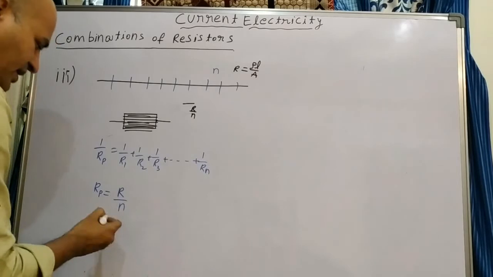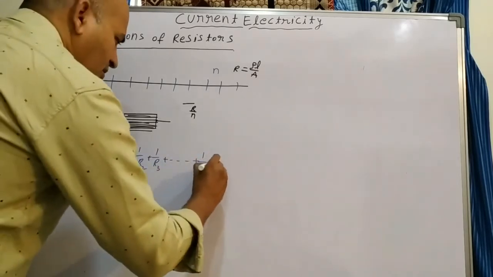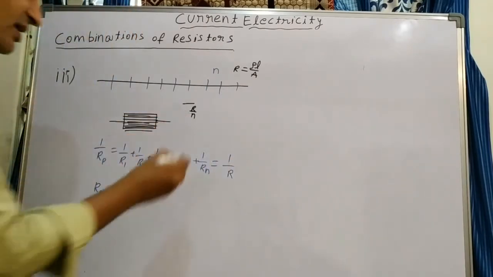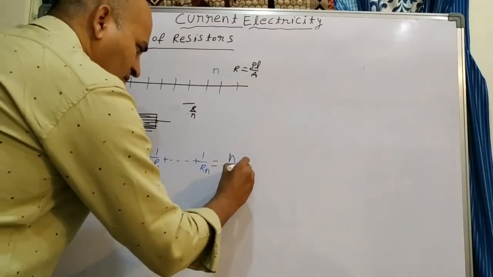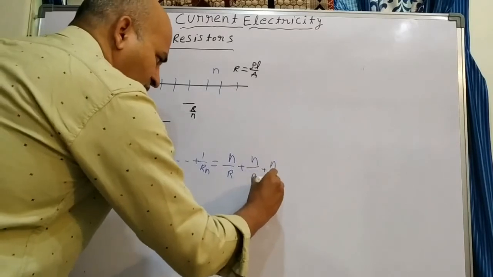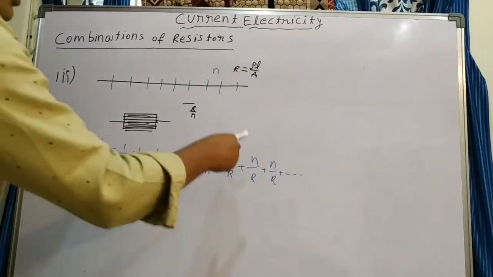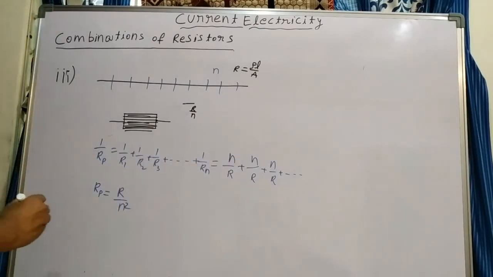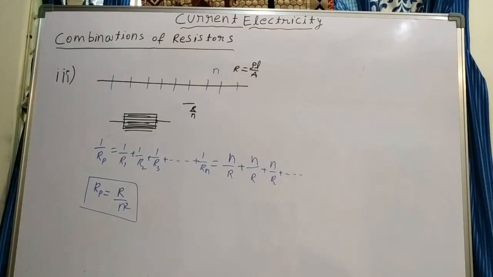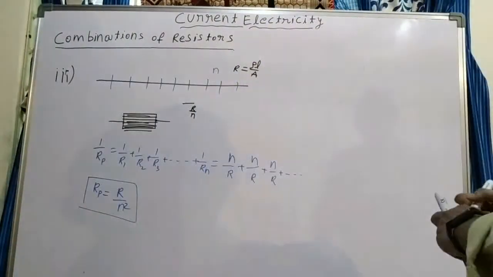R by N by N, so we get N square. Otherwise, you can substitute the value. What do you get? 1 by R by N. Why? Because each wire, what is the resistance? R by N. R by N you can send to the numerator. Plus 1 by R by N, plus N by R. Like that, how many N terms are there? So what you get? N into N by R, that is, we get R by N square. This application only, sometimes they will ask like this.